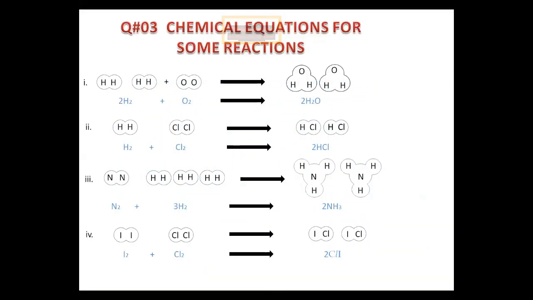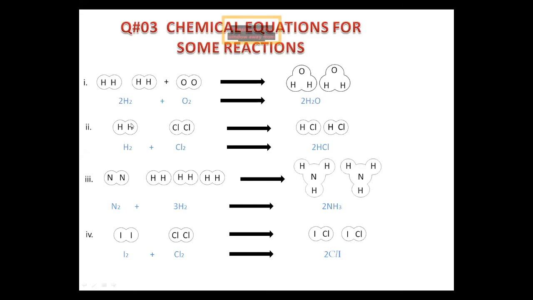Now students, see the slide. It is question number 3 in your exercise book. Here the diagrams of the reactions are given and you will write their equations after the diagrams. So how will you write the equations? Here you can see 2 molecules of hydrogen react with 1 molecule of oxygen. What will be the product? 2 molecules of water. You can write the equation like this.